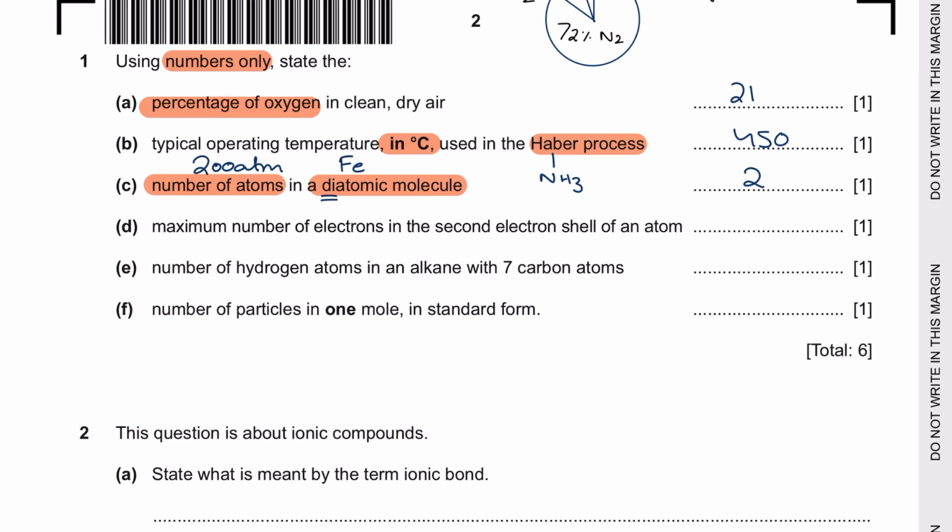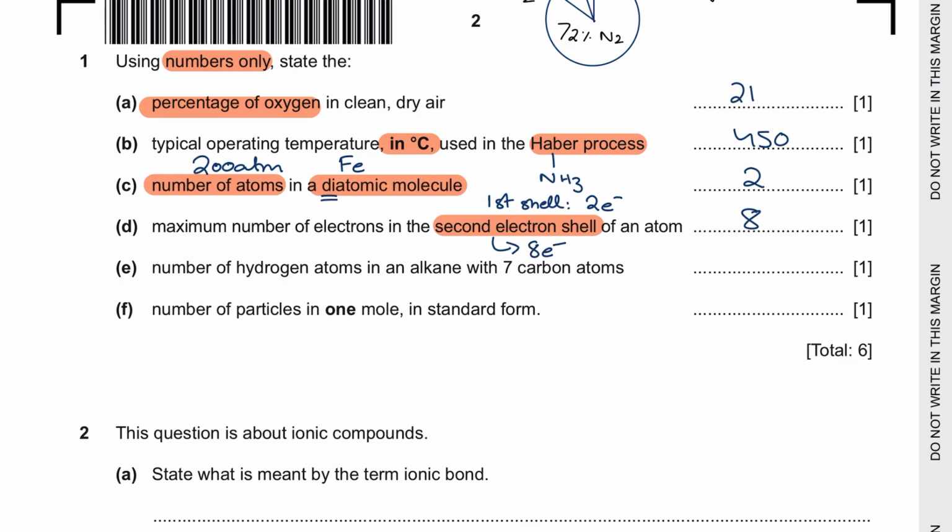Maximum number of electrons in the second electron shell of an atom. So the first shell consists of two electrons, whereas the second electron shell and onwards consist of eight electrons.